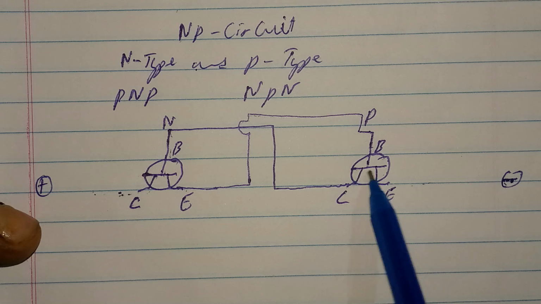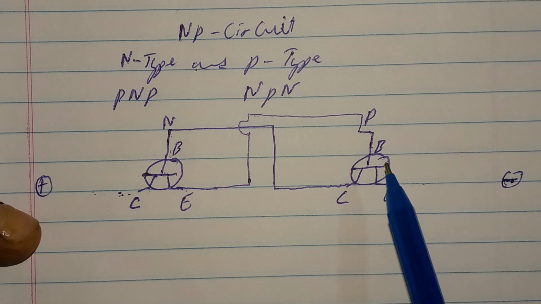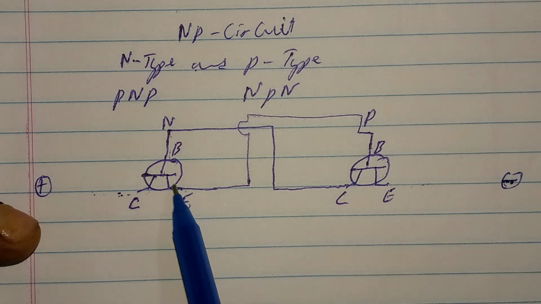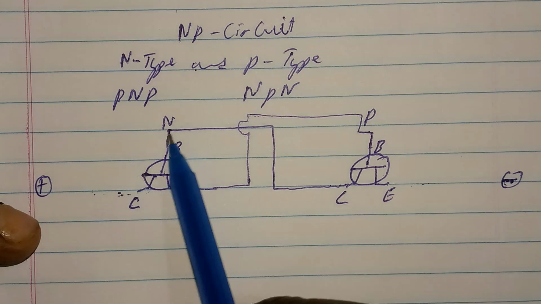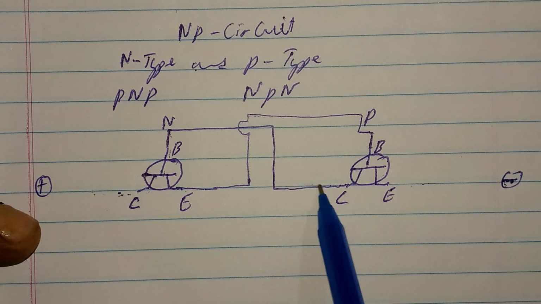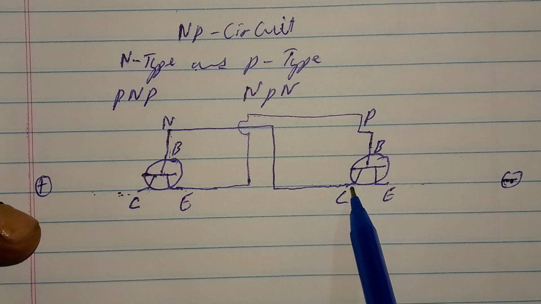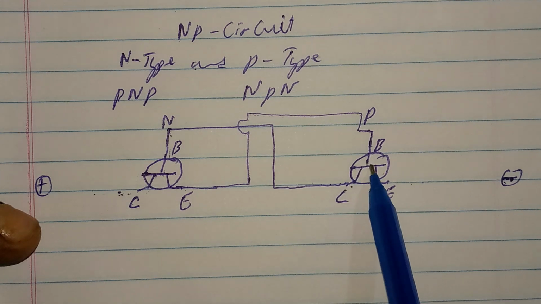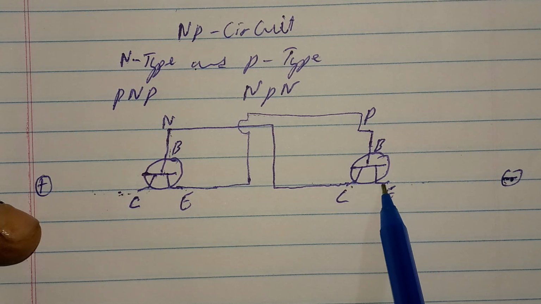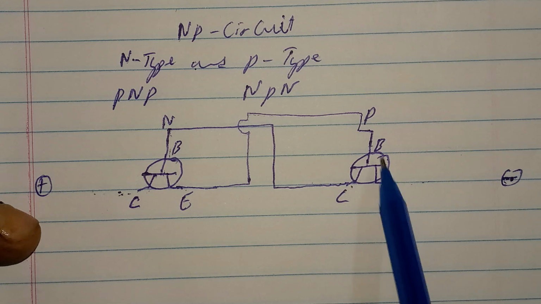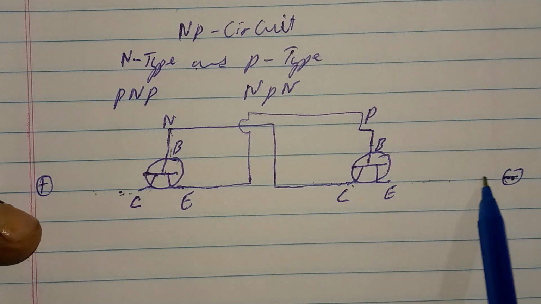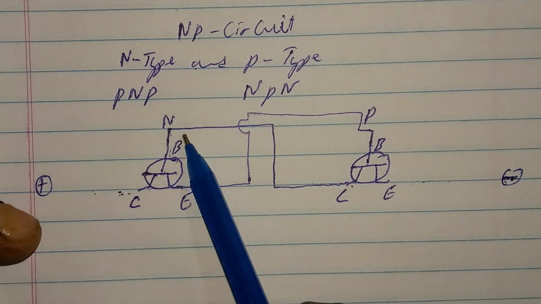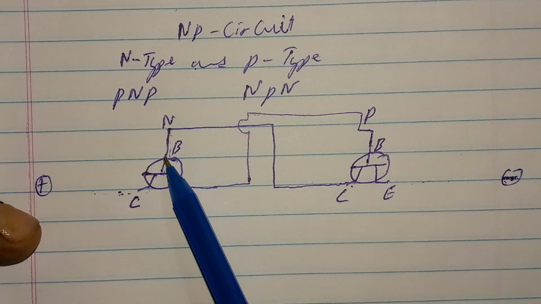So this will now switch on this transistor, and therefore now the base voltage will now move from this point to the collector of this P-type transistor, and then pass through the junction and then to the emitter of the P-type transistor and then go to the negative. So that will also cause these transistors to be switched on.